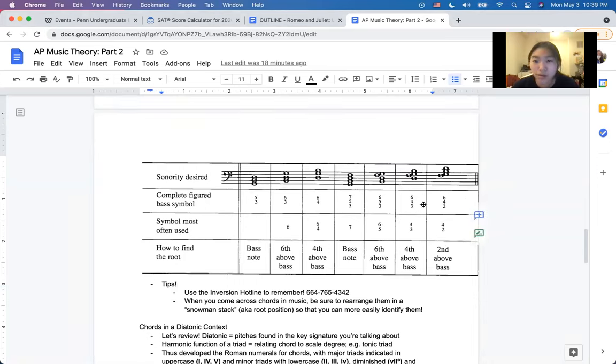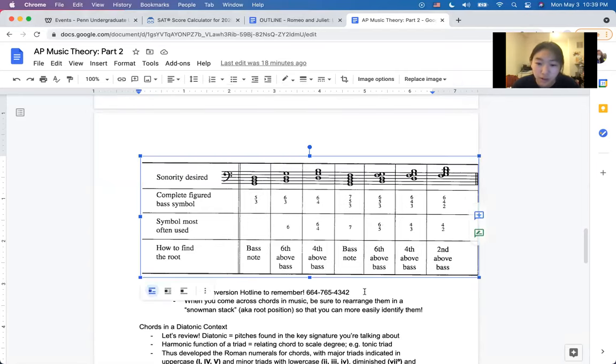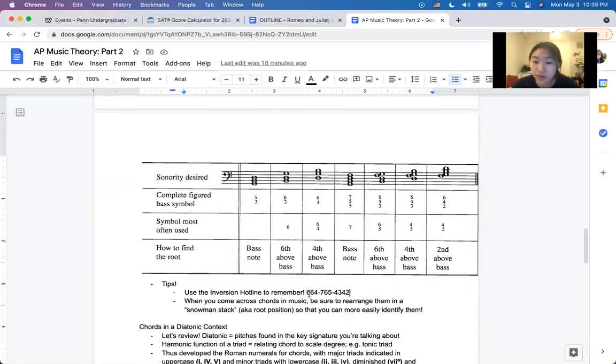So tips on how to remember these, because I know it can be kind of a lot, especially if you don't really memorize things too well. There's a thing that helps you remember the symbols for these inversions, which is called the inversion hotline, because it really looks like a phone number for some reason. So just try to get yourself to remember this as a phone number: 664-765-4342. As long as you can recall this string of numbers, you'll be able to recognize all of the inversions, and that will make your life a whole lot easier when the FRQs come up.